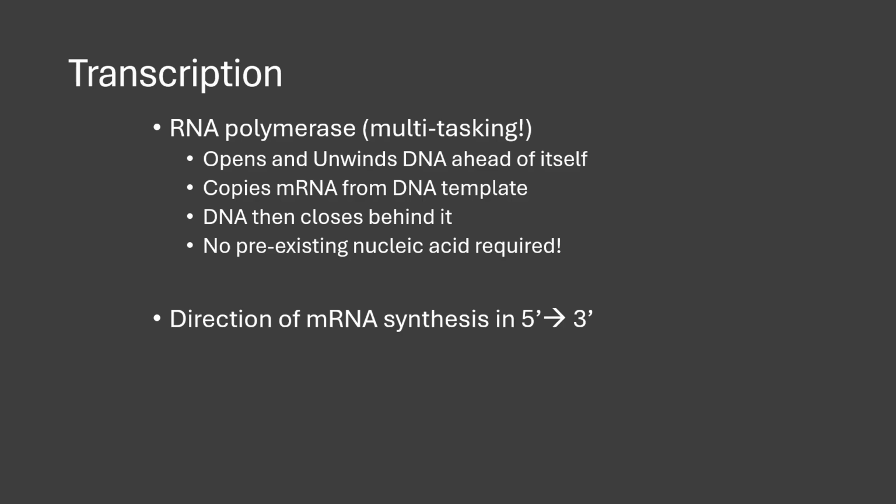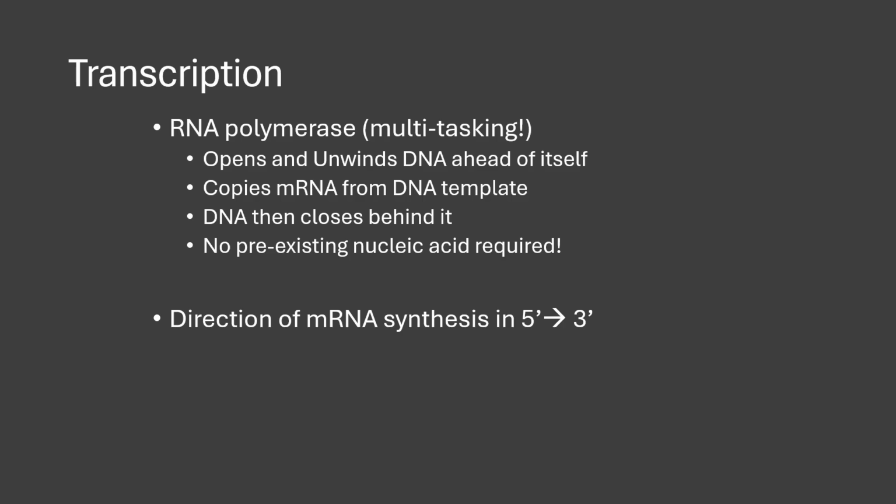RNA polymerase is sort of the workhorse enzyme of transcription. And you've seen other similar types of molecules in previous presentations. For example, when we've talked about DNA replication, there's a molecule called helicase. It unwinds the DNA. And there's DNA polymerase. It synthesizes new nucleic acids. RNA polymerase does both of those things and more. And so you can think of it as sort of a multitasking enzyme. It opens and unwinds DNA so that it can move along the DNA molecule.